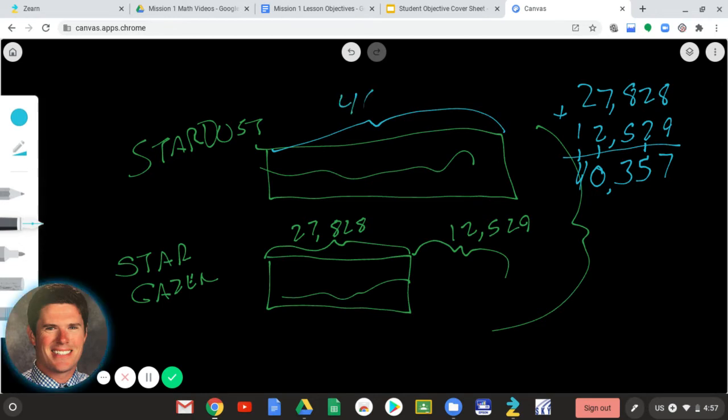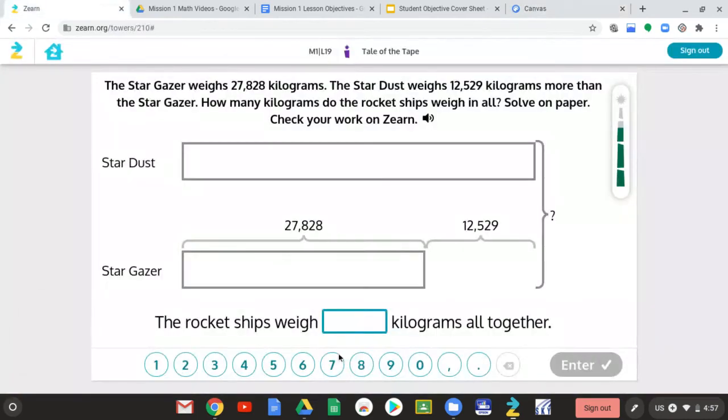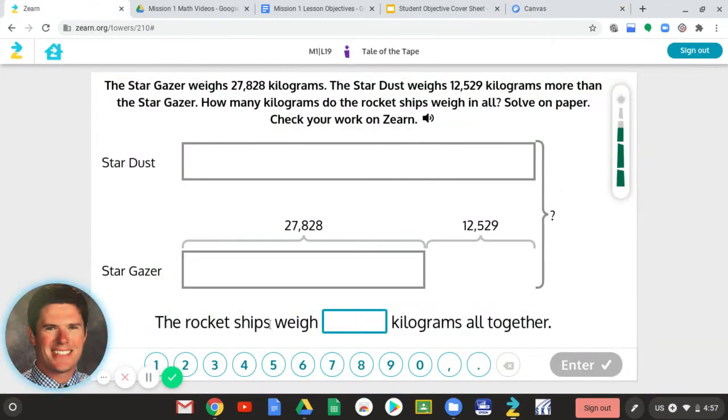40,357. Now, are we done? We did it. No. I'm trying to trick you. We aren't done yet. Because that just told us how much the stardust weighs. But remember, our problem wants to know the rocket ships weigh how many kilograms altogether.